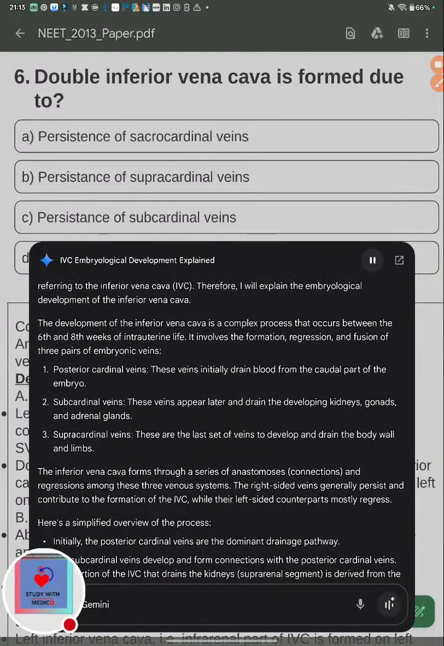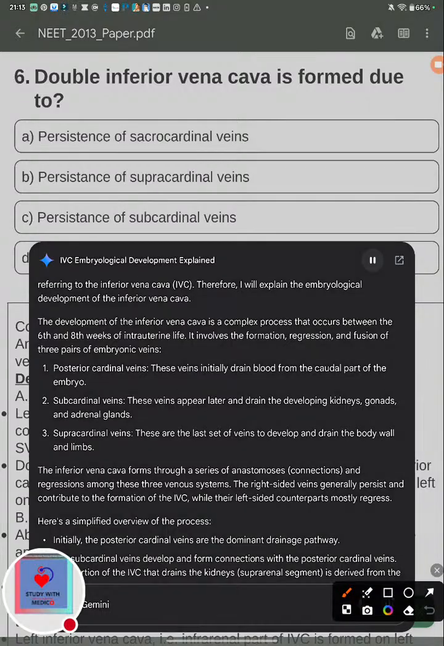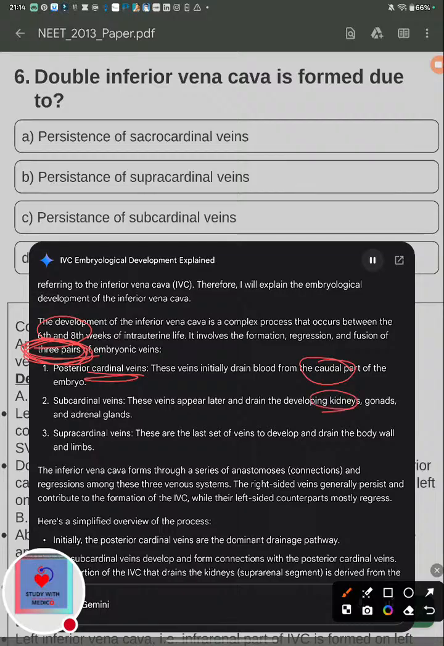The development of the inferior vena cava is a complex process that occurs between the 6th and 8th weeks of intrauterine life. It involves the formation, regression, and fusion of three pairs of embryonic veins. 1. Posterior cardinal veins. These veins initially drain blood from the caudal part of the embryo. 2. Subcardinal veins. These veins appear later and drain the developing kidneys, gonads, and adrenal glands. 3. Supracardinal veins. These are the last set of veins to develop and drain the body wall and limbs. The inferior vena cava forms through a series of anastomoses, connections, and regressions among these three venous systems. The right-sided veins generally persist and contribute to the formation of the IVC, while their left-sided counterparts mostly regress.